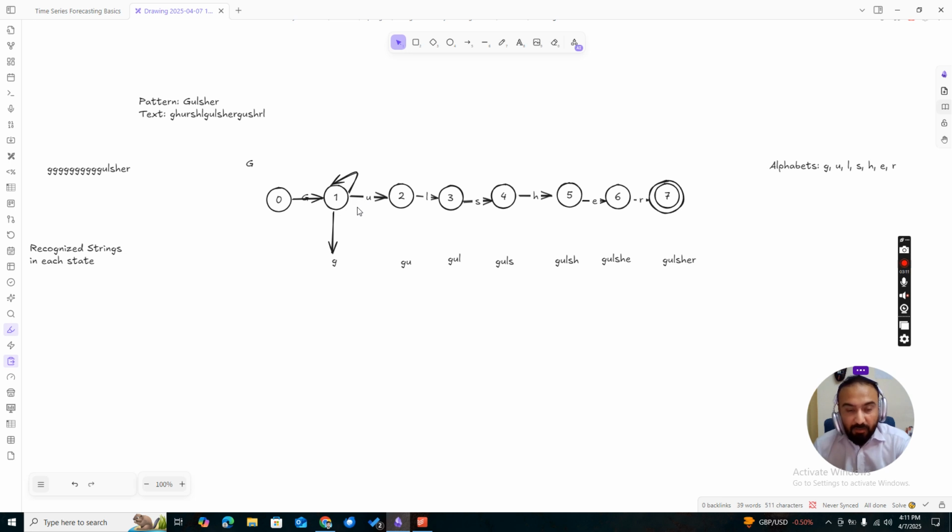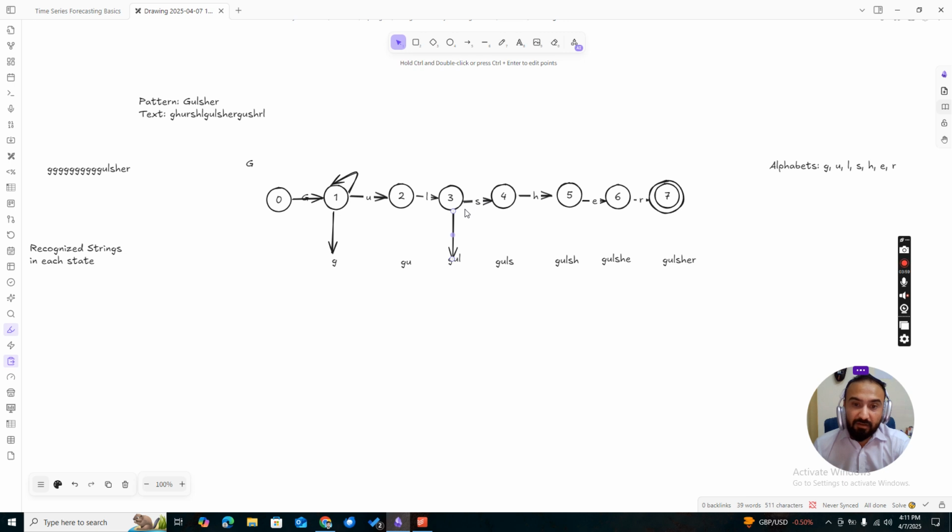Now after G, let's assume that the correct alphabet occurs, which is U. By the correct alphabet, I mean the alphabet in which we are interested. After G, we are interested in U. If U occurs, from 1 we will transit to the second state, and the recognized string will be GU. Within the second state, which I have marked as 2, if L occurs, the correct alphabet occurs there. So we will transit to the third state, 3, and the recognized string will be GUL.